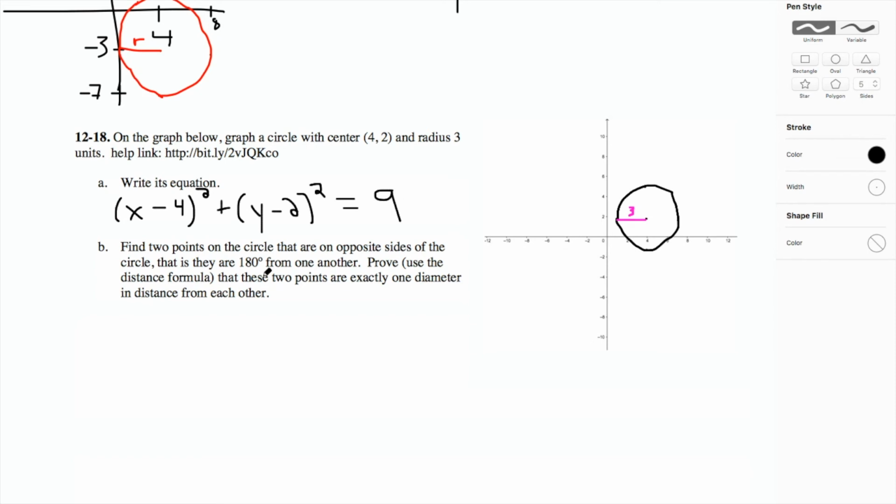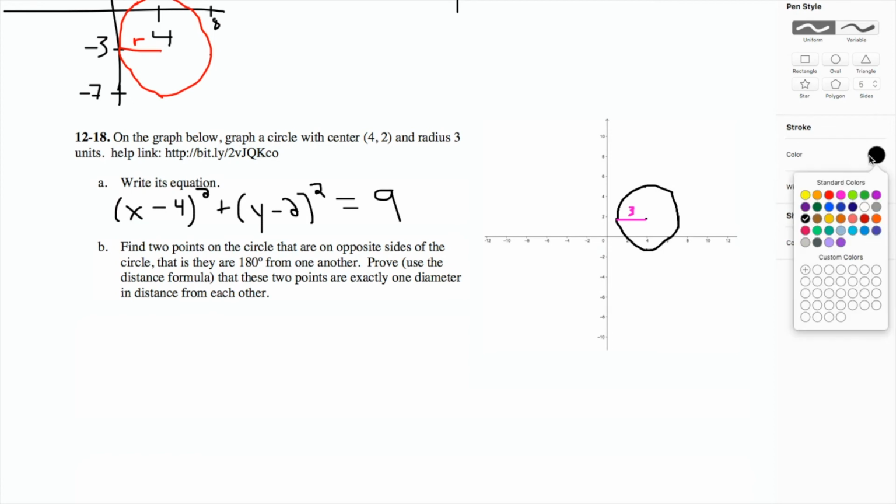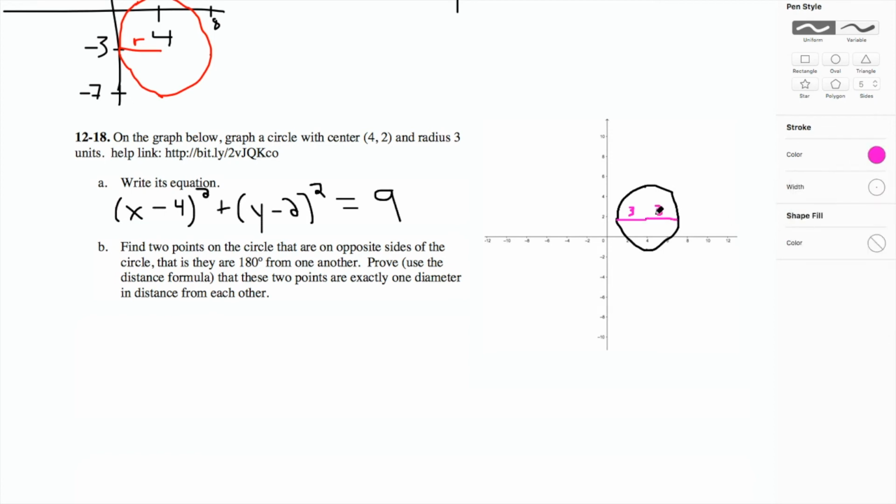Find two points on the circle that are on opposite sides of the circle. That is, they're 180 degrees from one another. Prove, using the distance formula, ooh, we just learned that a few days ago, that these two points are exactly one diameter in distance from one another. Yes, yes. Let's do that. So points, I drew in kind of a radius here. Let's draw in another radius over here. So this is going to be 6 units away, because the diameter equals 6, because we know our radius equals 3.